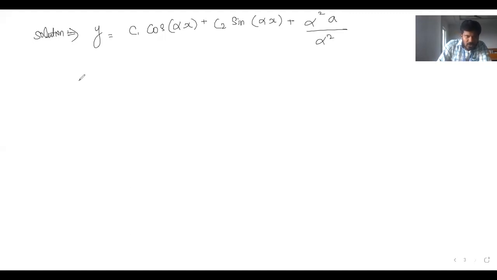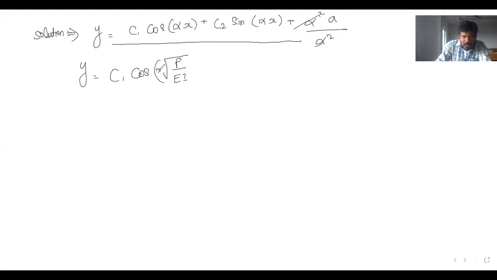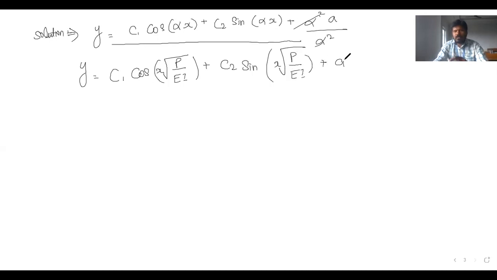Now, how we are going to substitute: we all know that alpha is equal to root under P by EI. This formula you have to remember, because based on that only we are going to do the remaining calculation. So y is equal to C1 into cos root under P by EI into x plus C2 into sin root under P by EI into x plus A. So this is the solution for the equation.